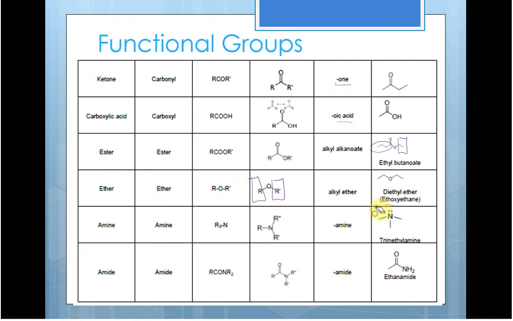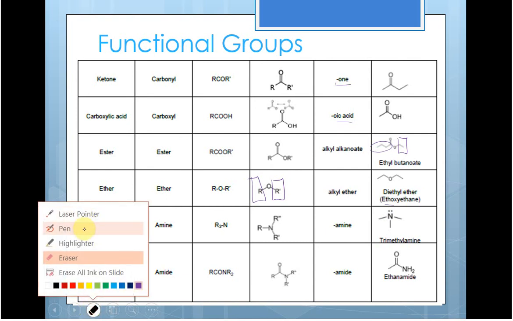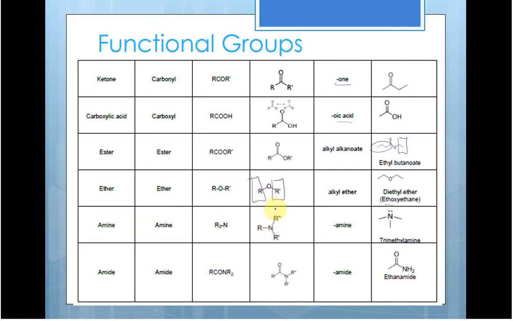Now, amines have a nitrogen group attached. They could be primary, secondary, or tertiary. It just depends. But these are going to end in amine, and then amides end in amide. These have the carbonyl carbon and a nitrogen group. So when you're going through the lab, go ahead and write out the structures that are in front of you, and then come back and look through the table and see where it fits.